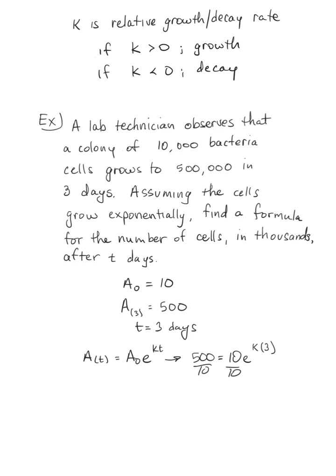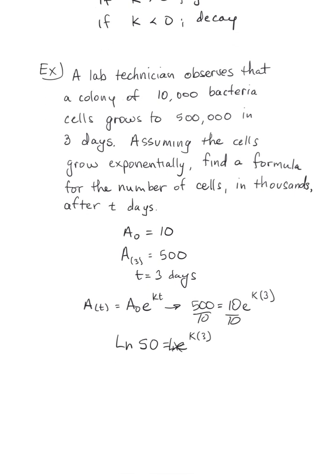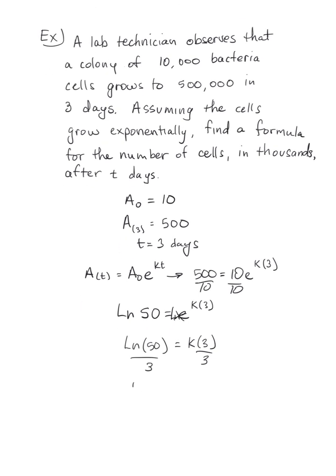So that becomes 50 equals e to the k times 3. Now we can use natural log on both sides because remember natural log cancels base e. So now we have the natural log of 50 is equal to k times 3. To get k out by itself now, we simply divide by 3 on both sides. So the exact value of k is equal to the natural log of 50 divided by 3.